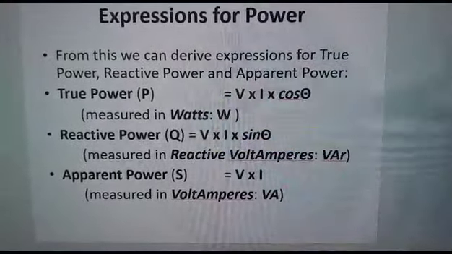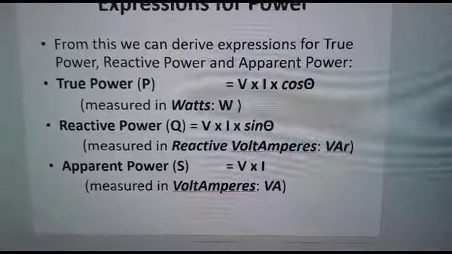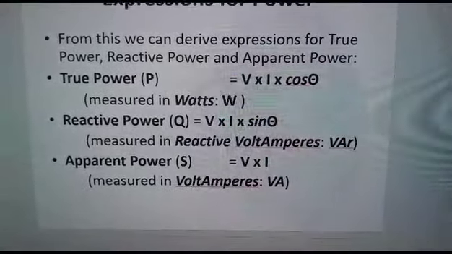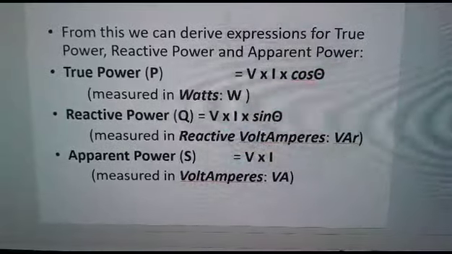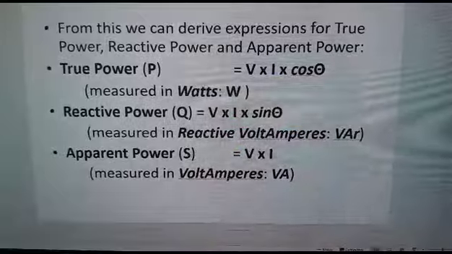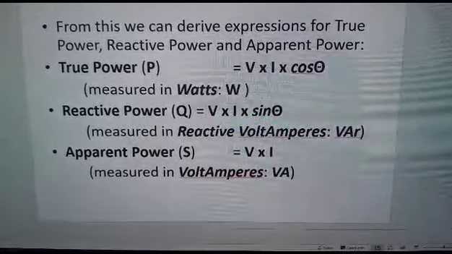From this, we can derive this expression for the true power, the reactive power, and the apparent power. The true power, P, is equal to V times I times cos phi, where cos phi is the power factor. The true power is measured in watts.